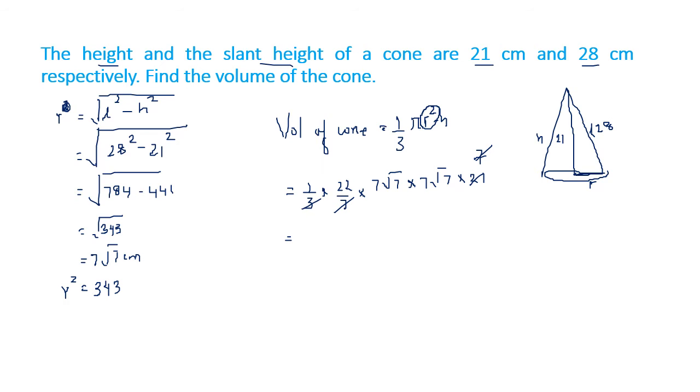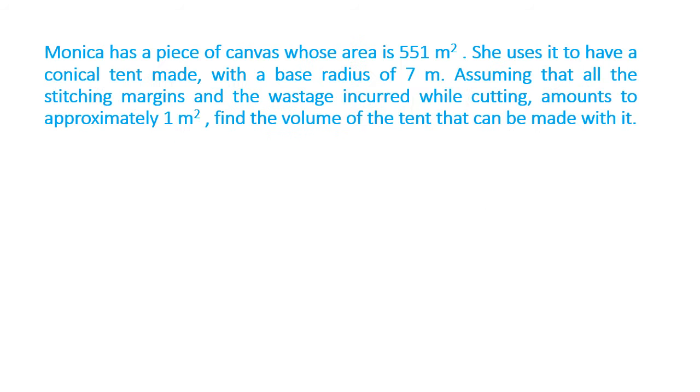So what do we have now? 7 sevens are 49 and root 7 into root 7 is 7. So 49 into 7 is 343. So 22 into 343 will give us the answer, 7546 centimeter cube. That is the volume of the cone. So from the slant height and the height, we found out the radius. Using the radius, we found out the volume of the cone.